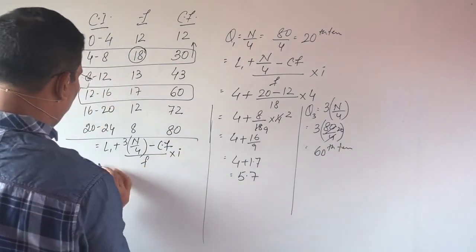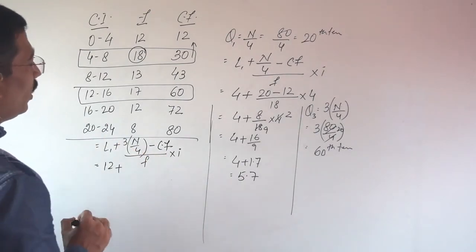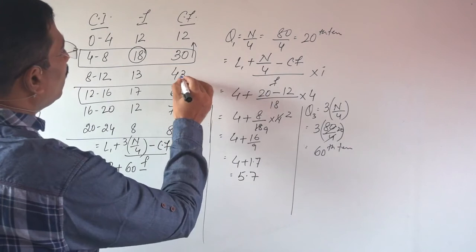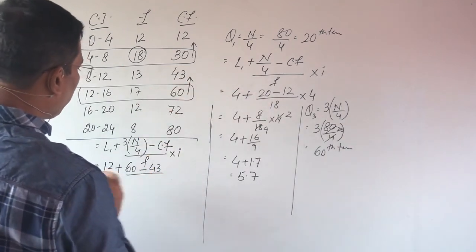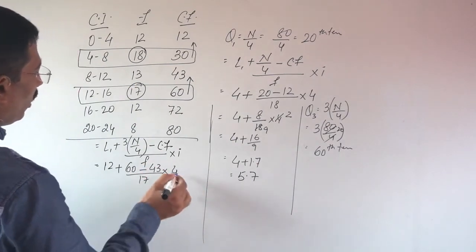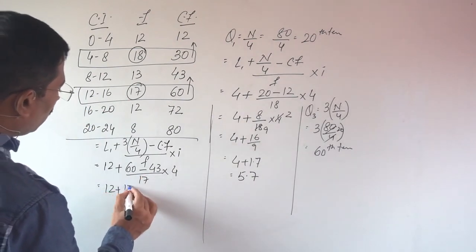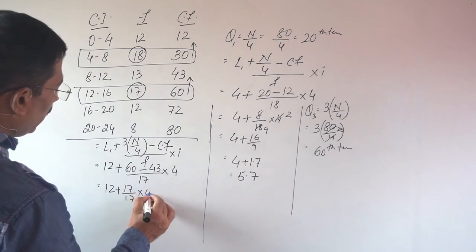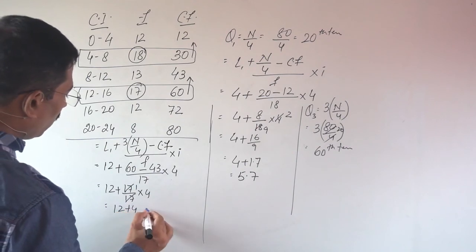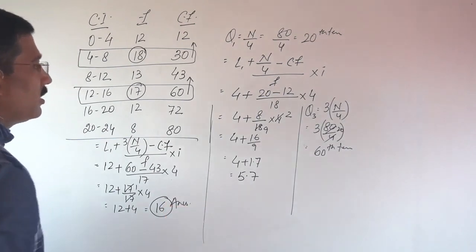Then what is L1? This is 12, plus 3n by 4, which is 60, minus CF, the preceding cumulative frequency, that is 43, upon the frequency, this is 17, into 4. Why 4? The difference of this. Now 12 plus (60 minus 43) upon 17 into 4. 17 and 17 cancel, 1. 4 ones are 4. So 12 plus 4, the result will be 16. 16 will be the answer.